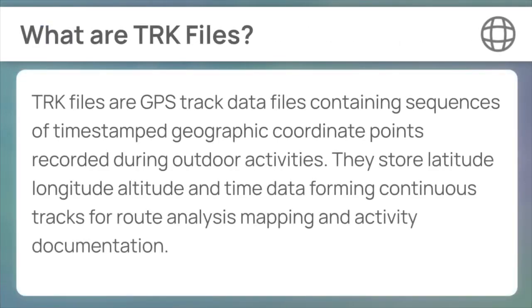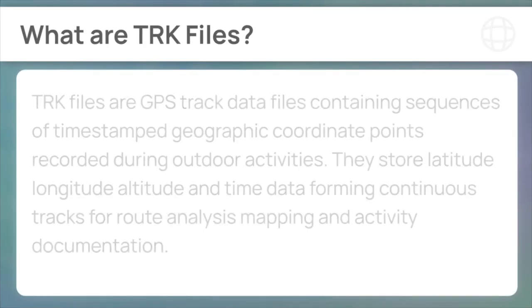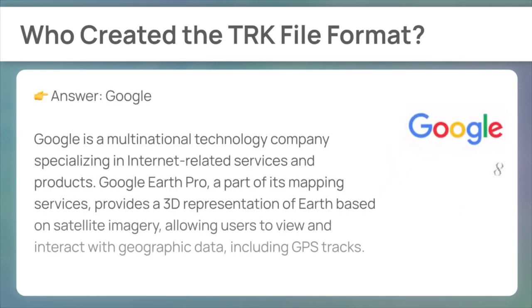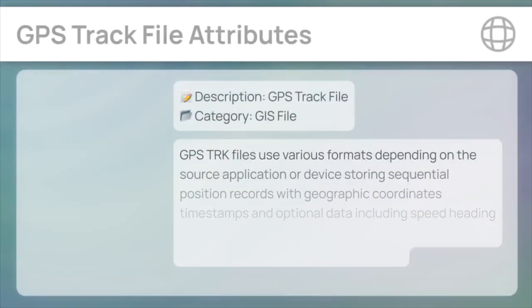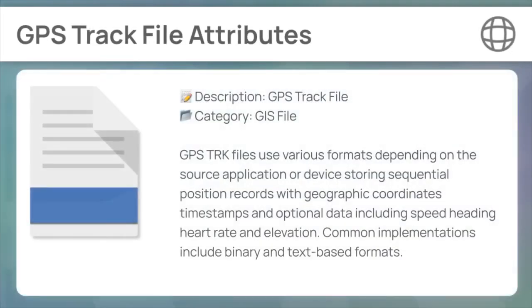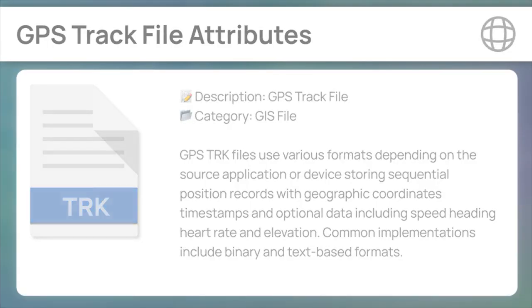TRK files are GPS track data files containing sequences of time-stamped geographic coordinate points recorded during outdoor activities. They store latitude, longitude, altitude, and time data forming continuous tracks for route analysis, mapping, and activity documentation. GPS TRK files use various formats, depending on the source application or device storing sequential position records, with geographic coordinates, timestamps, and optional data, including speed, heading, heart rate, and elevation. Common implementations include binary and text-based formats.